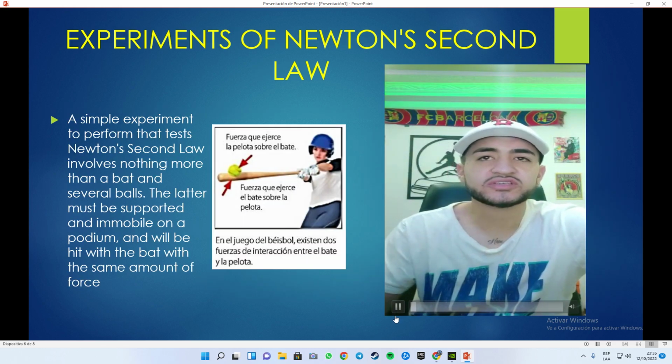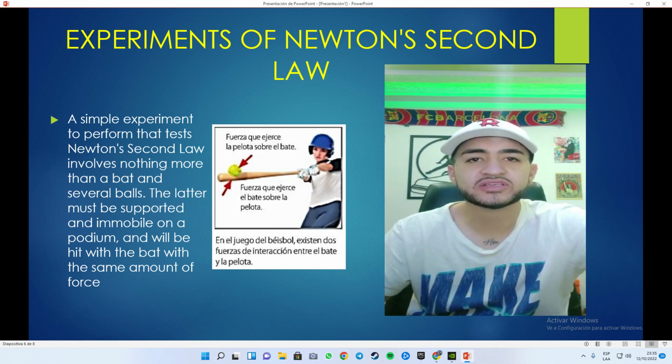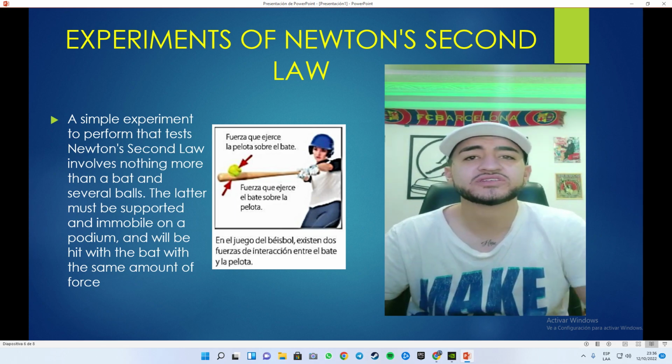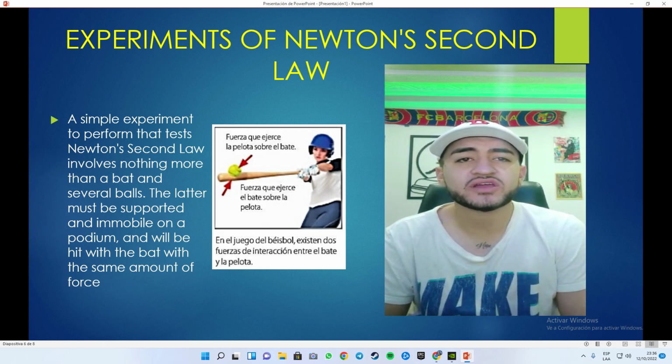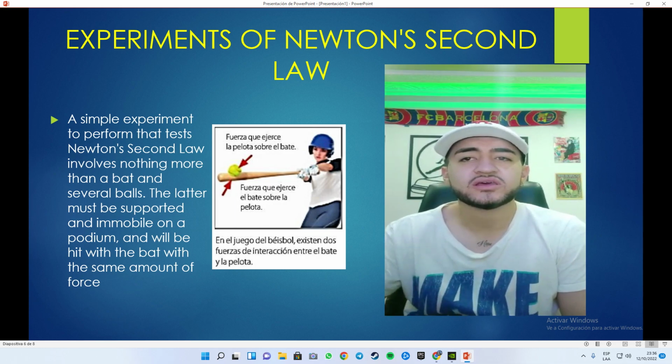Experiments of Newton's second law. A simple experiment to test Newton's second law involves nothing more than several balls. The balls must be supported and immobile on a podium and will be hit with a bat with the same amount of force. The balls will be classified by approximate weight to note how the same force exerted results in a greater or lesser acceleration depending on the mass of each ball.